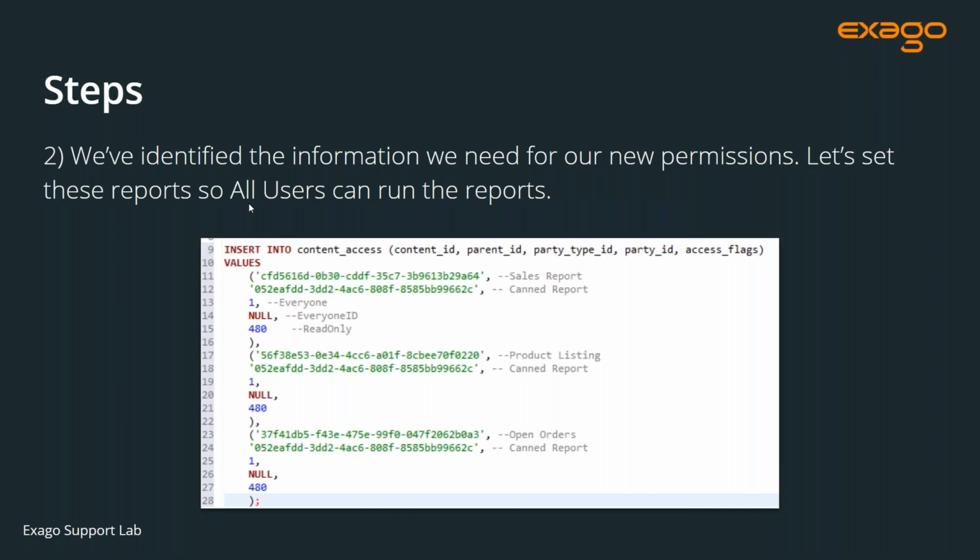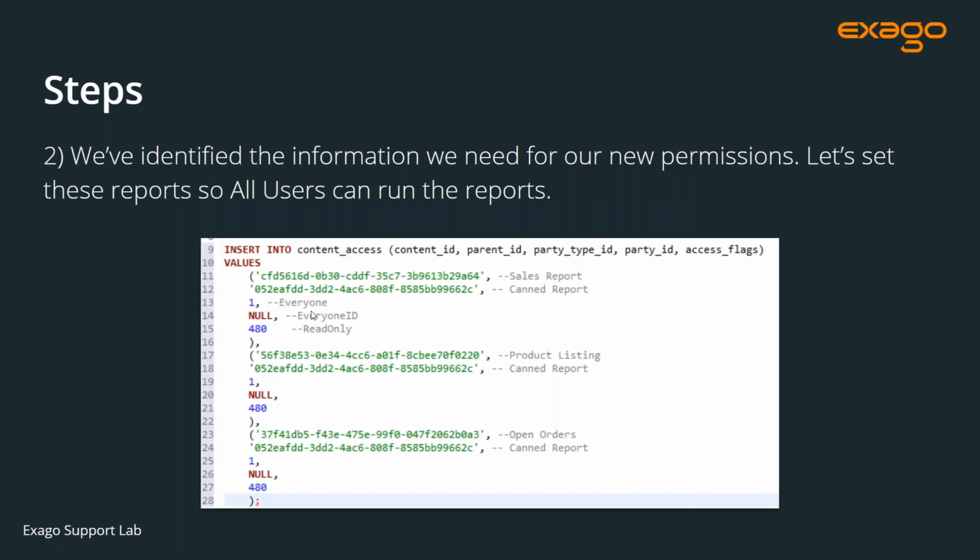We've identified which reports and folders we want to insert additional records for. So here we're going to add new access flags, new records in the content access table. We're going to say insert into content access, and we're going to give the ID of the reports in question. So these are the 3 reports we got from the last query, as well as the folder we want them to appear in. And then we're going to set the party types. In this case, we're making them available to all users who can see reports. So the party type for everyone is 1.